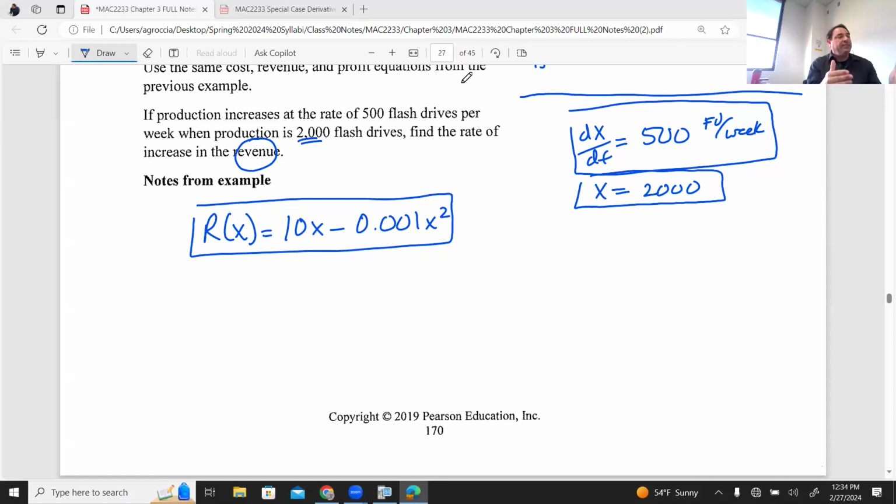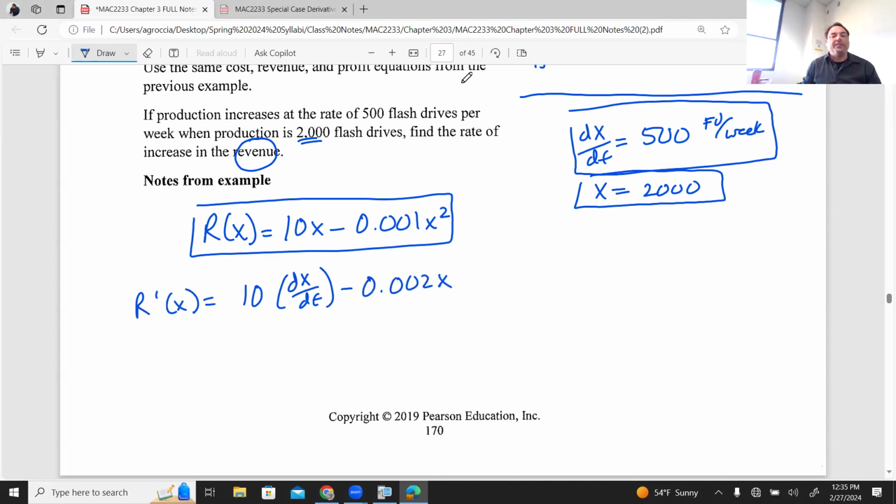Okay, since we're dealing with rate, we want to take the derivative. And when we take the derivative, we want to make sure we include the rate. Now, be careful. The derivative of 10x is 10 dx over dt, minus the derivative of 0.001x squared, 0.002x dx over dt. So again, pause. Did you get the first dx over dt? Did you remember the second dx over dt? And there's an x in there. So it's all about the details, the details, the details.